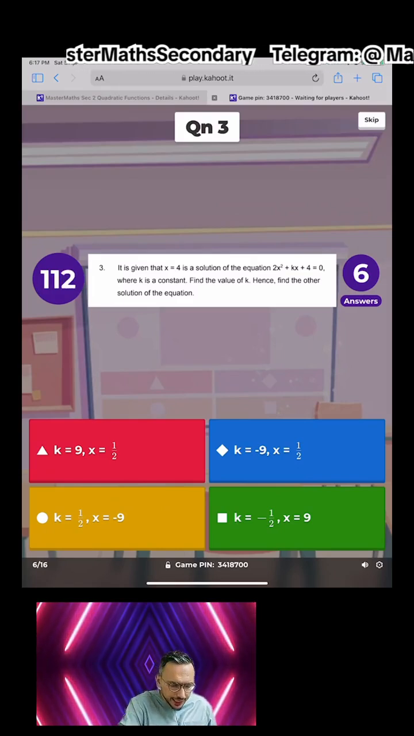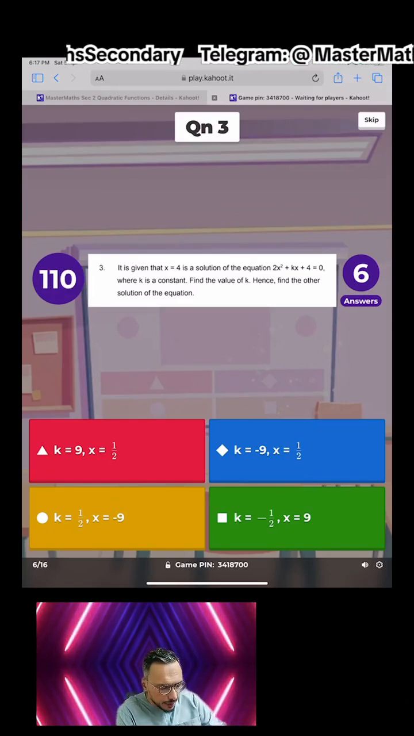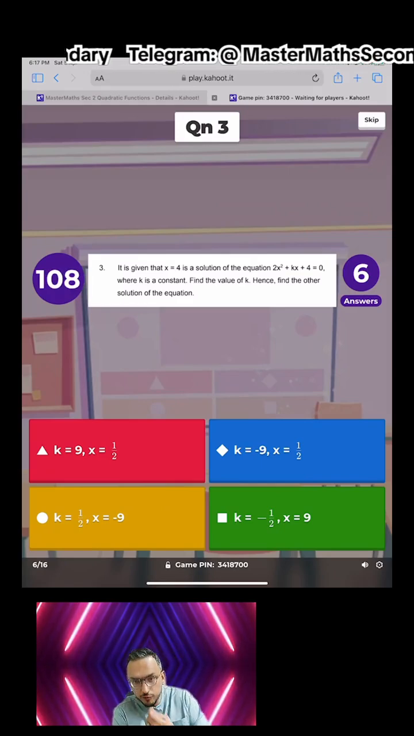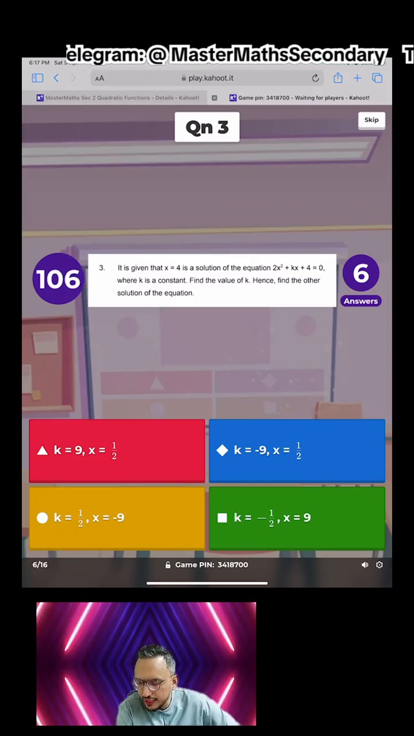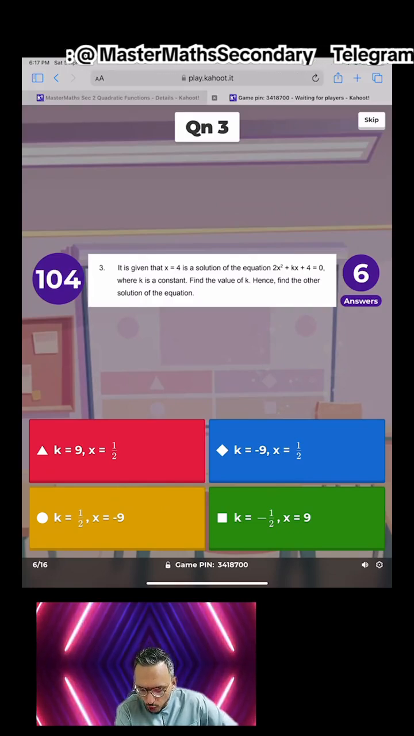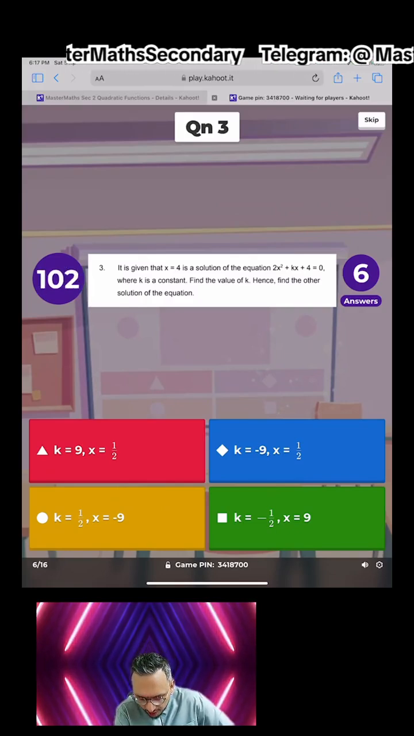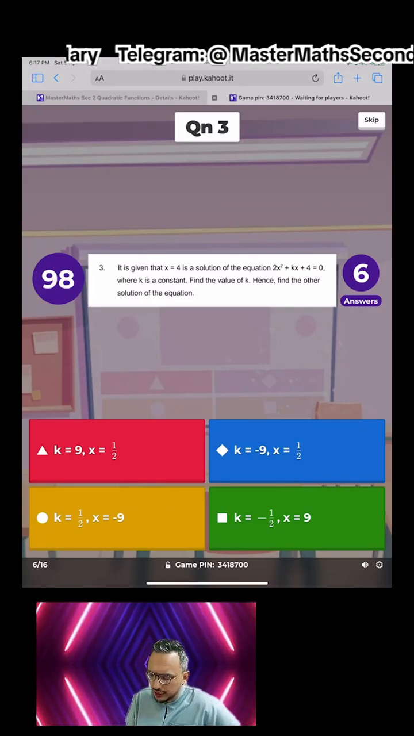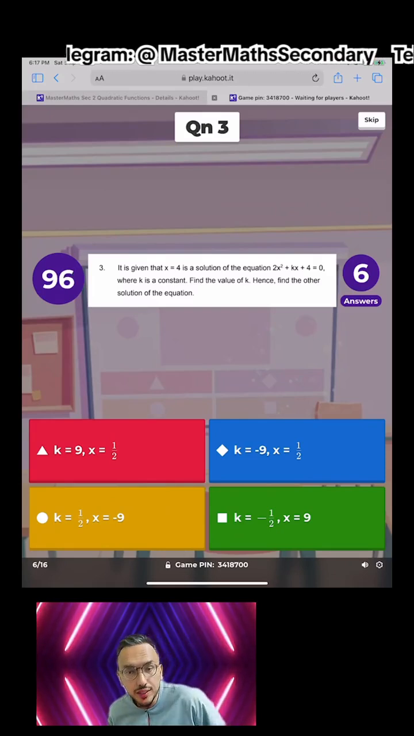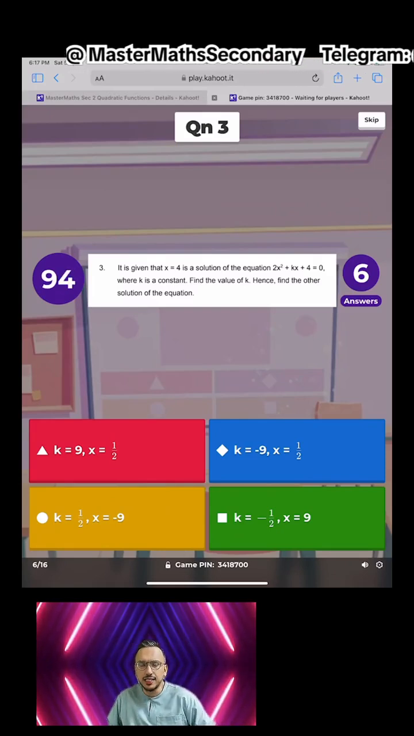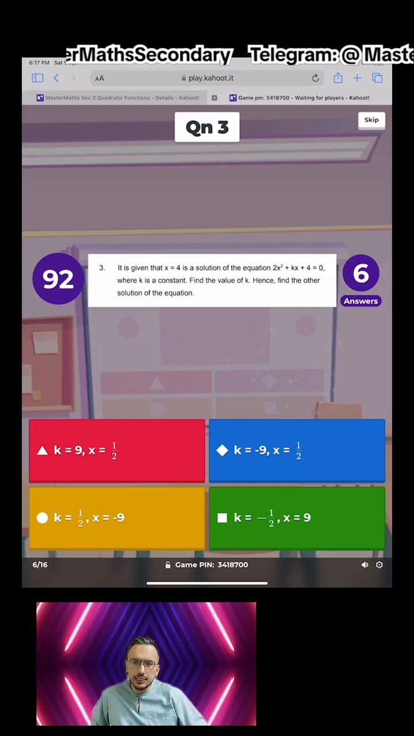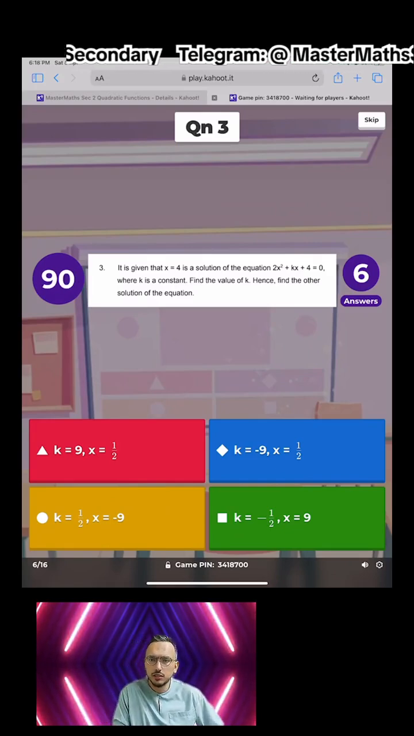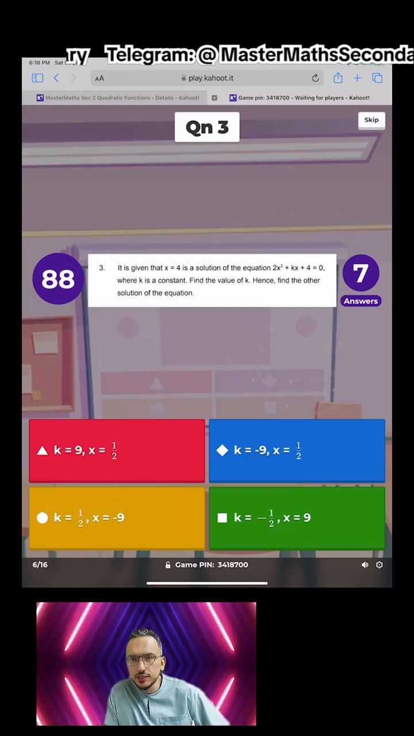So for red, it will be k equals 9, x equals half. For blue, k equals negative 9, x equals half. For orange, it will be k equals half, x equals negative 9. And for green, it will be k equals negative half, x equals 9. Let's see if you all are able to solve this.